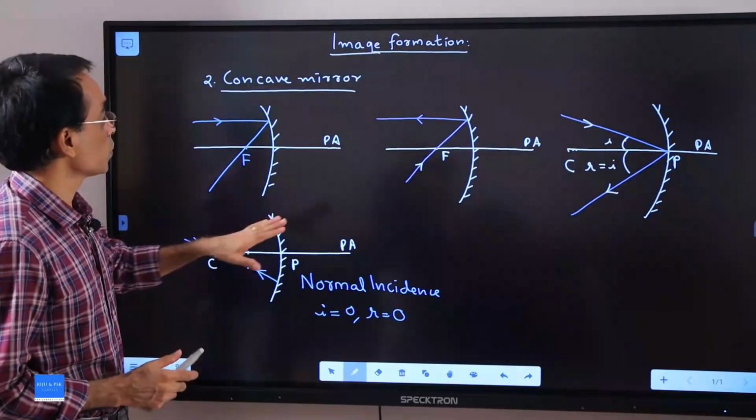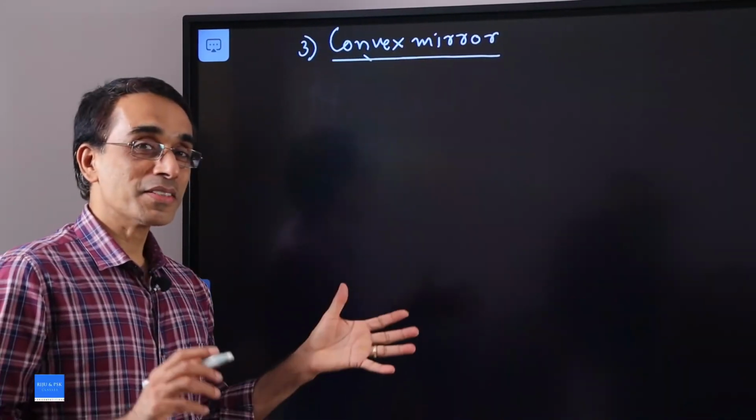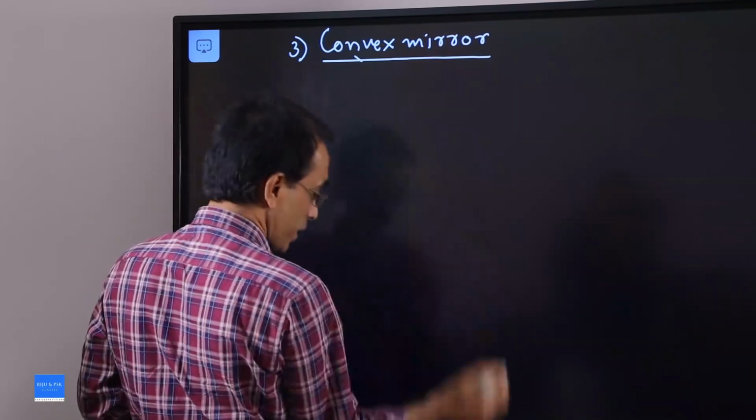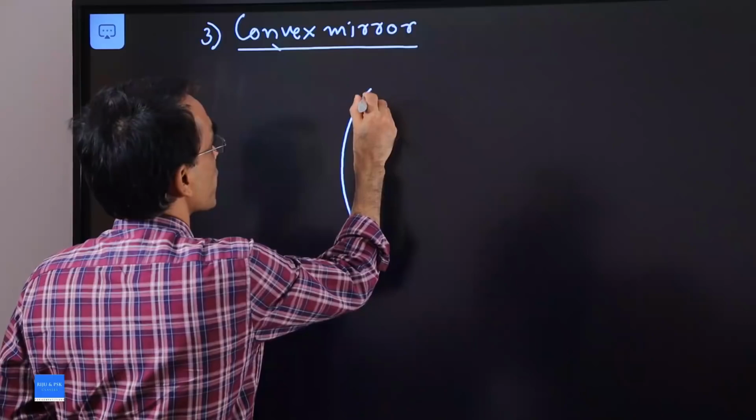Now we will go to convex mirror. Fine. Next we will discuss image formation in a convex mirror. Okay. Consider a convex mirror. This is a convex mirror.